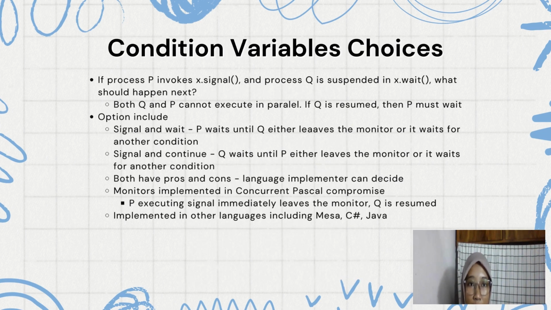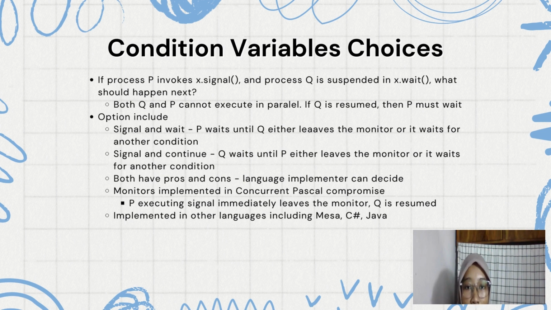Condition variable choices. If process P invokes x.signal and process Q is suspended in x.wait, what should happen next? Both Q and P can execute in parallel. If Q is resumed, then P must wait. Options include signal and wait: P waits until Q either leaves the monitor or waits for another condition.